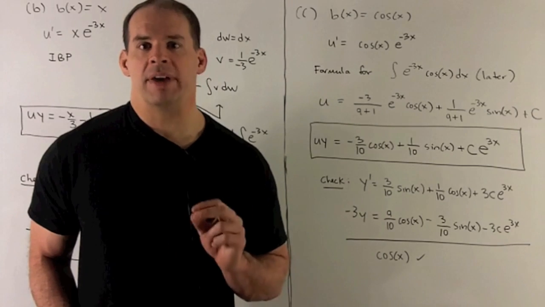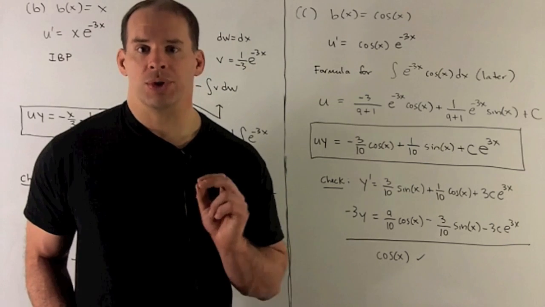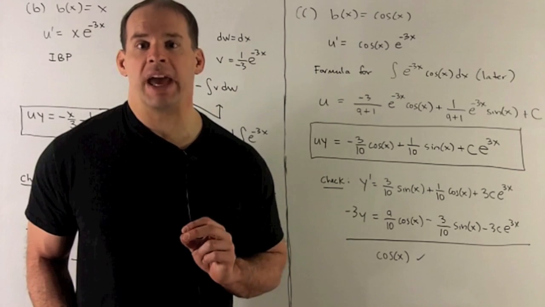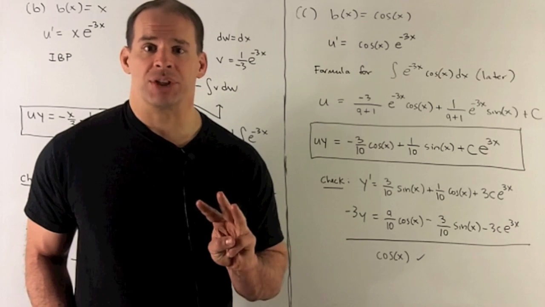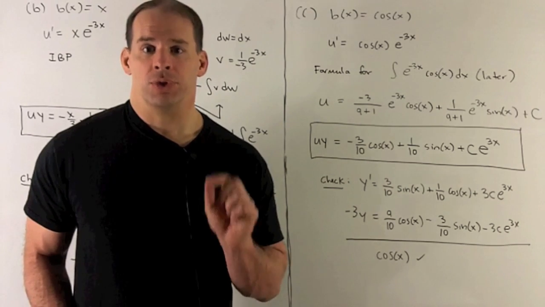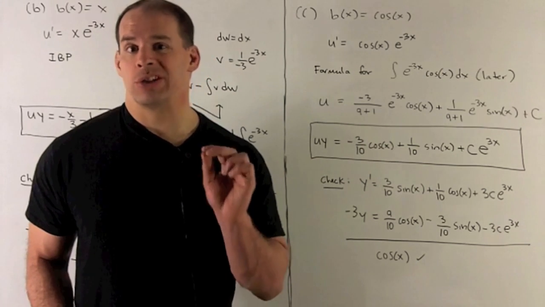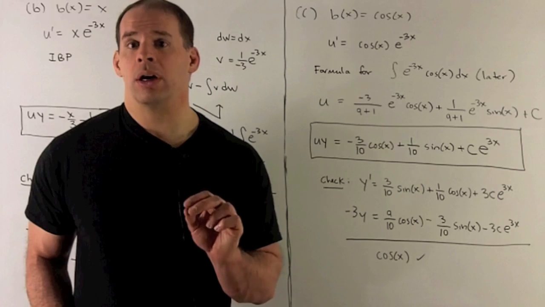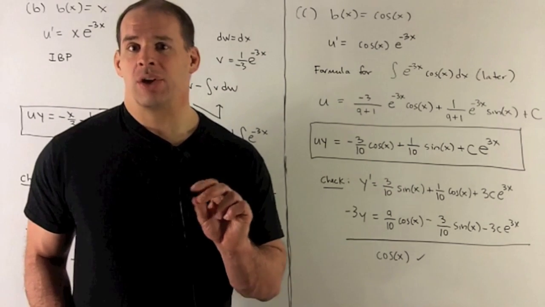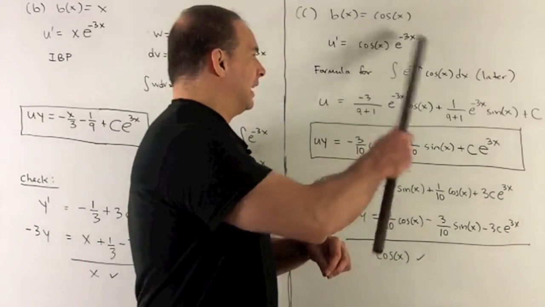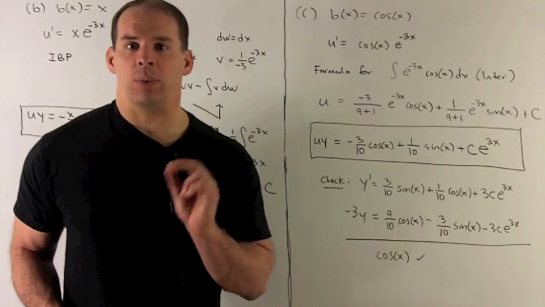Last part, b of x is equal to cosine x. U prime equals cosine x times e to the minus 3x. We want the antiderivative of this. You have 3 options. One is you do the double integration by parts and just grind it out, or you could just look it up. Or later on, we'll have a method using ODEs that's going to let us reconstruct this when we know what ODE this satisfies. For now, we'll just pretend we looked it up.